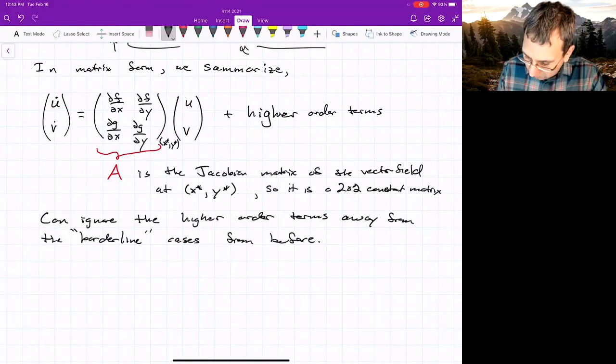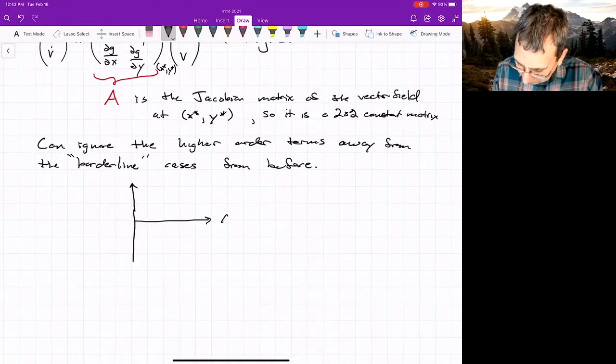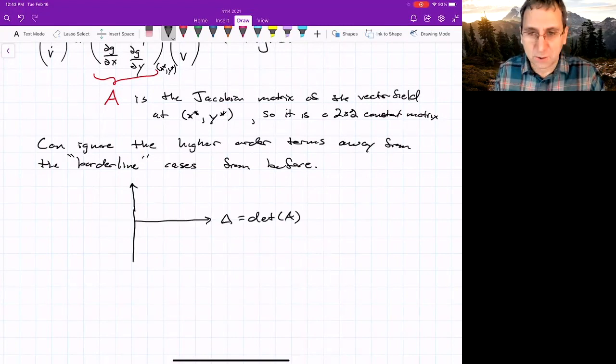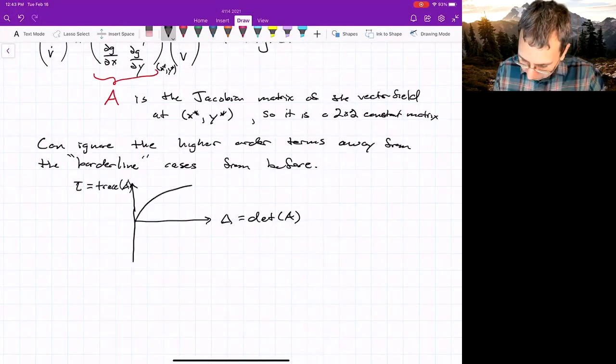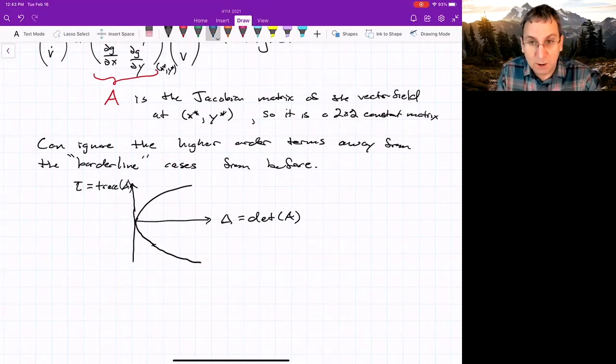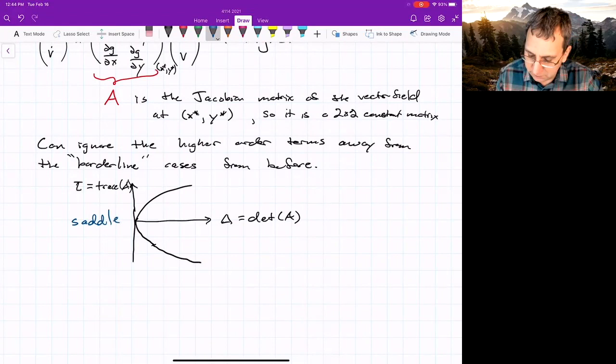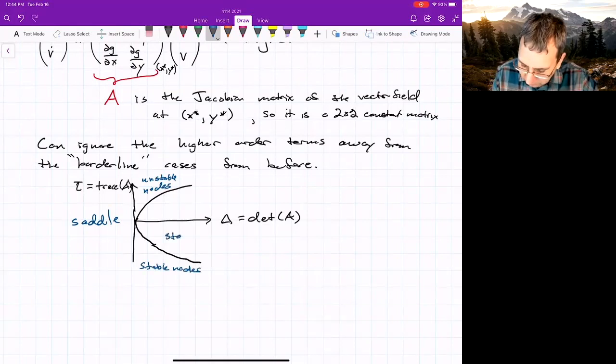away from the borderline cases from before. So I'll just put that diagram again, where we plotted the determinant of A as the horizontal axis, delta. And then up here, we called this tau. This was the trace of A. Borderline cases are all these thick lines. To the left, when tau is negative, no matter what delta is, as long as tau is negative, these are saddle fixed points. Then up here, unstable nodes. Down here, we had stable nodes. And then down here, stable spirals, or stable focus, that's what some authors say. And up here, unstable spirals.